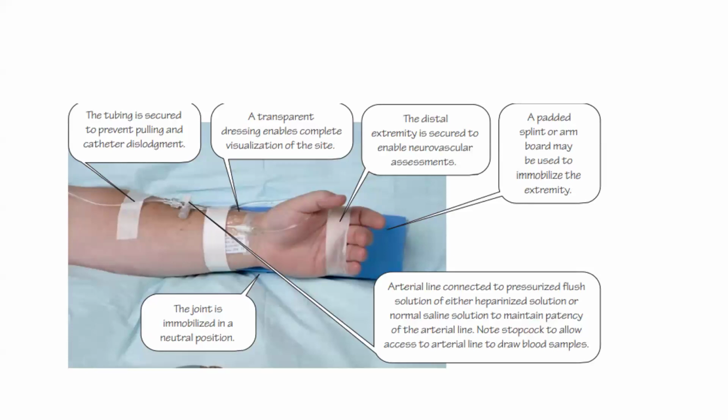So this is the picture of an art line in place, with the proper dressing and the proper things we need to take care of when the art line is in situ. First, the tubing is secured to prevent pulling and catheter dislodgement. Next, the dressing should be transparent so we can visualize the site. Distal extremities are secured to enable neurovascular assessment. A padded splint and arm board may be used to immobilize the extremity. The art line should be connected to a pressurized flush solution of either heparinized solution or normal saline solution to maintain patency. And the joint should be immobilized in the neutral position.